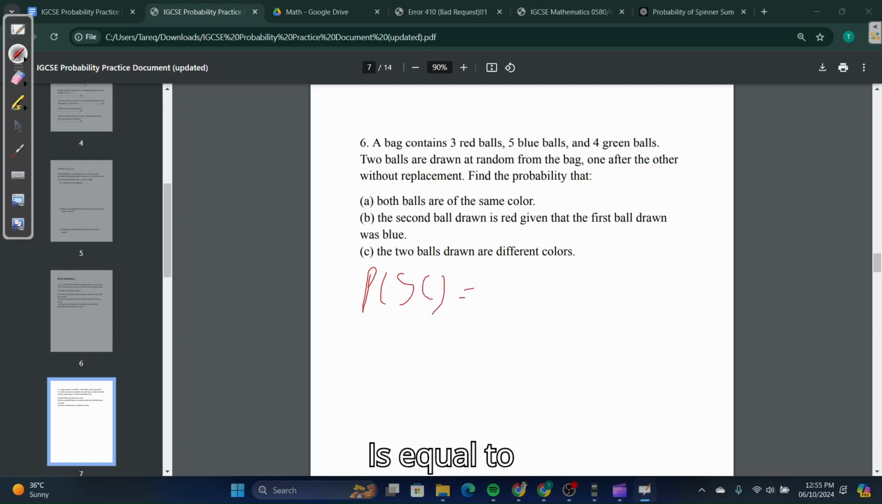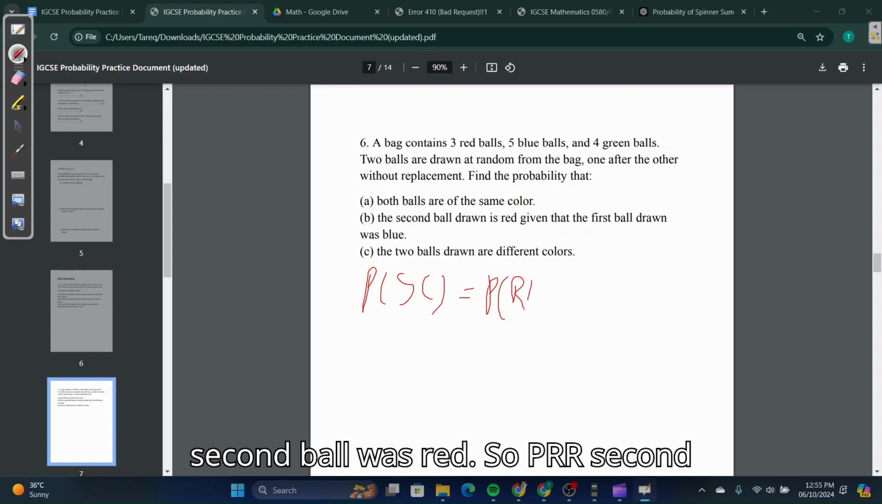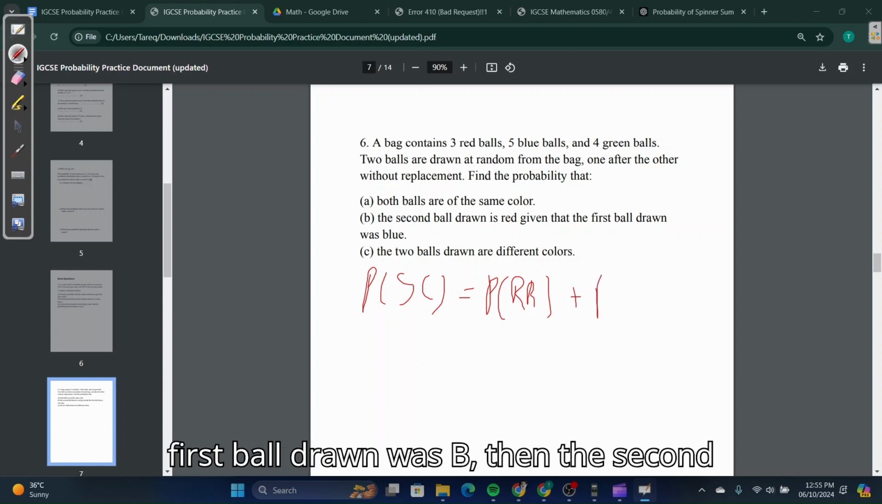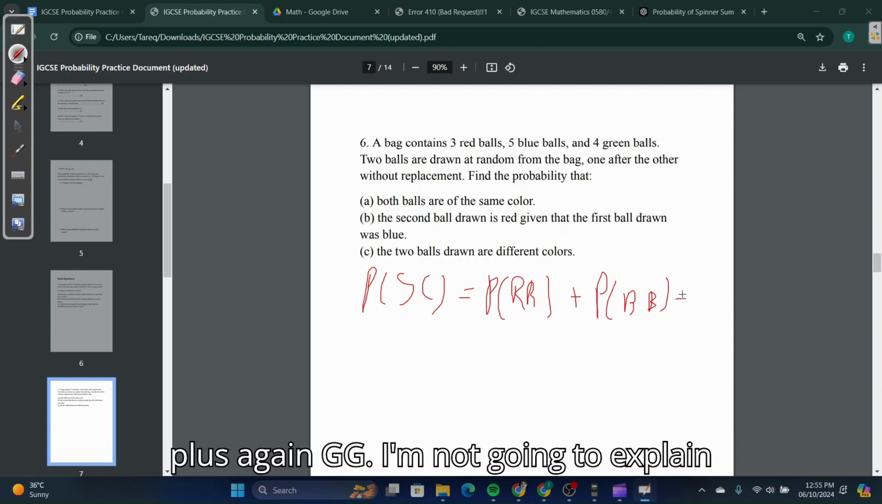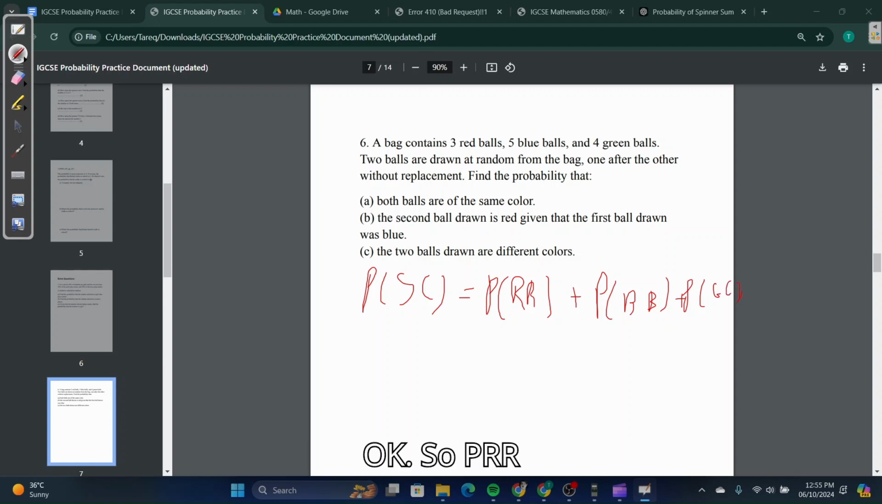is equal to P of the first ball being red and the second ball being red, so P of RR, plus the probability of the first ball drawn being blue, then the second ball also being blue, so BB, plus again GG. I'm not gonna explain why for the third time. Okay.